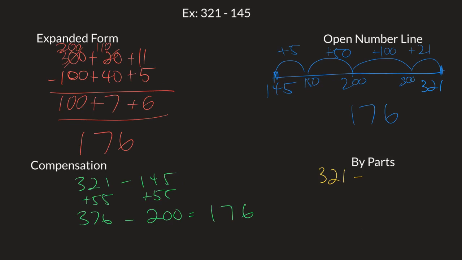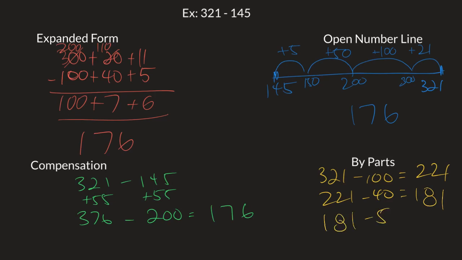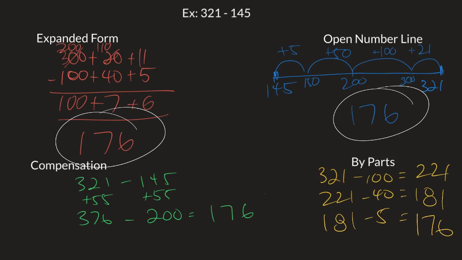321, and take away, what we're going to do is break these down by their place values as well, minus 100, which is equal to 221. 221 take away 40 is equal to 181. And then 181 subtracted by 5 equals 176. And there you have it, folks. Expanded form, open number line, compensation, and by the parts.